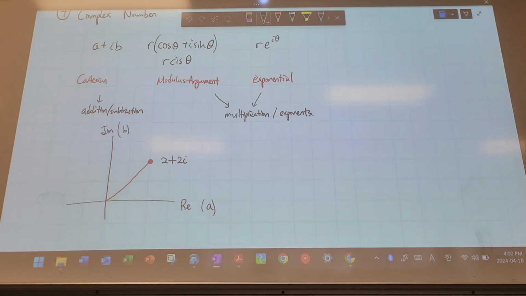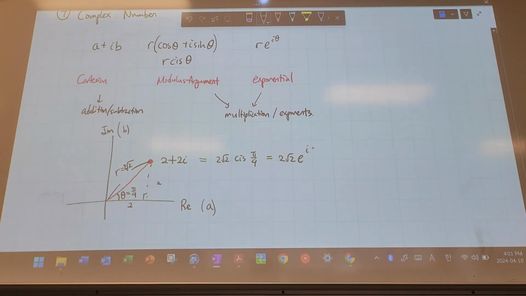So we're going to find the modulus r by finding the distance. And how do you do that? Using the Pythagorean theorem. You're showing that this is 2 and this is 2, so r is equal to 2 root 2. And then we're going to find theta by using trigonometry. So obviously it's a right triangle, so theta is going to be pi over 4. So then we can represent this as 2 root 2 cis of pi over 4, which in exponential form is 2 root 2 e to the power of i pi over 4.